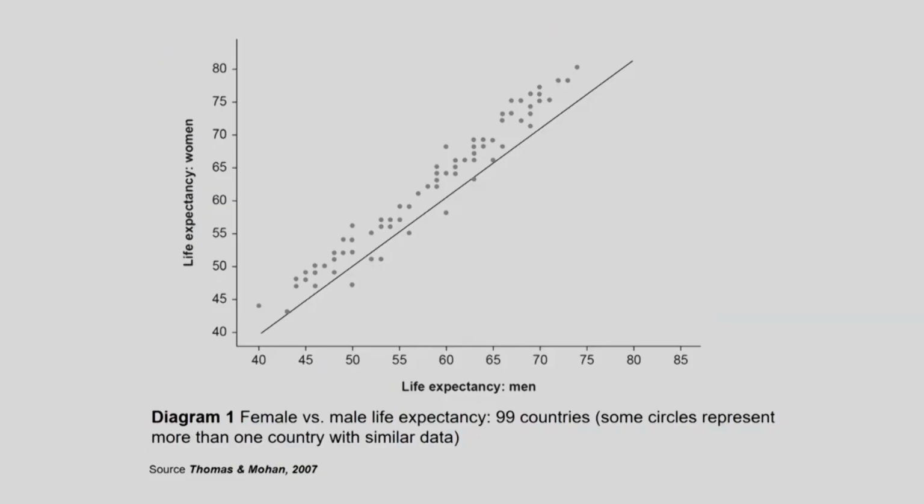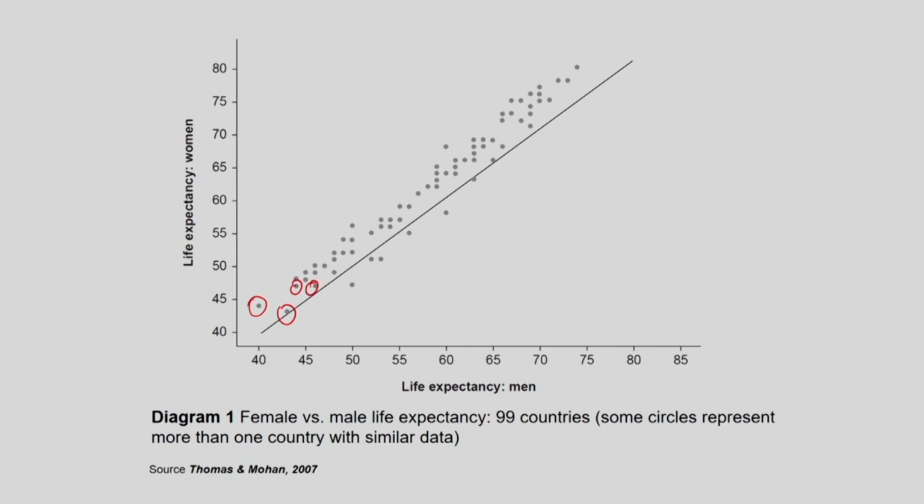Let us look at this figure here. In this figure, female versus male life expectancy for 99 countries is shown from 1990 onwards. The x axis measures life expectancy of men and the y axis measures life expectancy of women, and you would see that there is quite a bit of variation in this plot. Each of these points refers to a country. All of these points on the scatter refer to different countries.